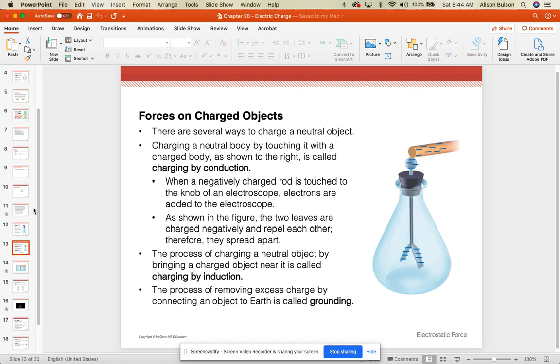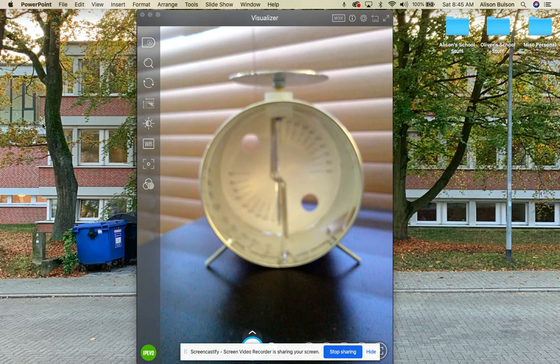They spread apart. The process of charging a neutral object by bringing a charged object nearby but not touching is called charging by induction. The process then of removing excess charge by connecting an object to Earth is called grounding, and we'll see those processes in examples coming up. But first, let me show you our version of electroscope.